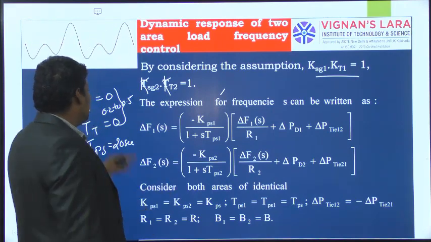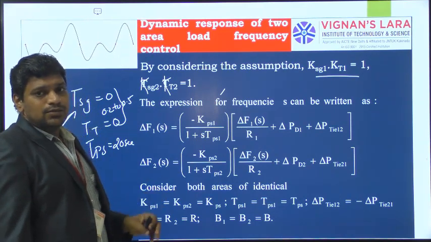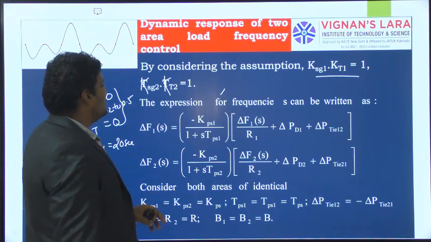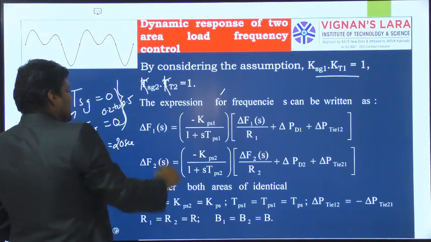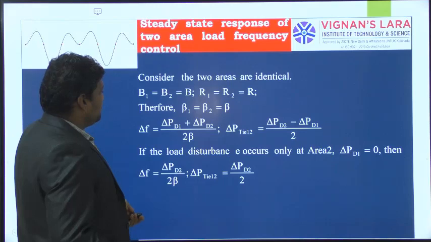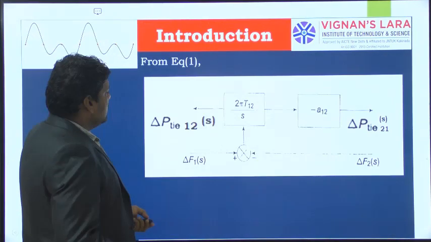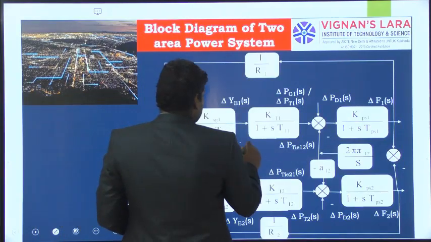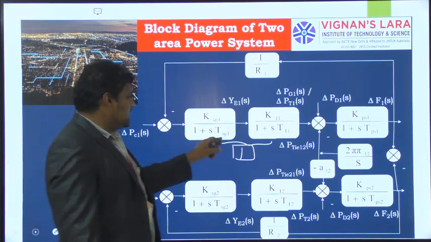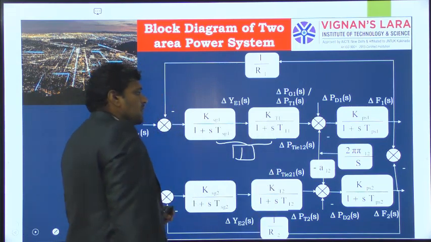This is the reason why we have maintained the time constants of the speed governor and turbine very small compared to the power system. Here also, in the mathematical analysis, for our ease we are considering Tsg and Tt as 0. With these assumptions, in the block diagram we have drawn already, these two blocks are reduced to 1: Kg into Kt is 1, Tsg is 0, Tt is 0.